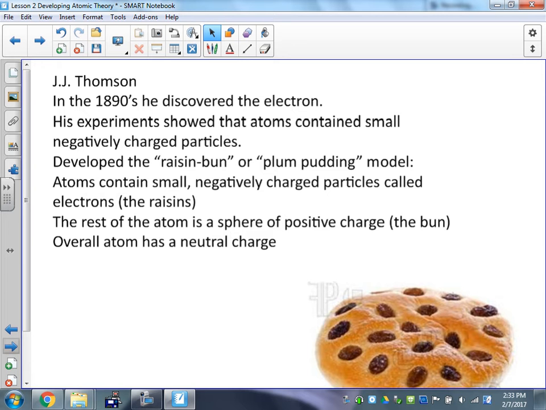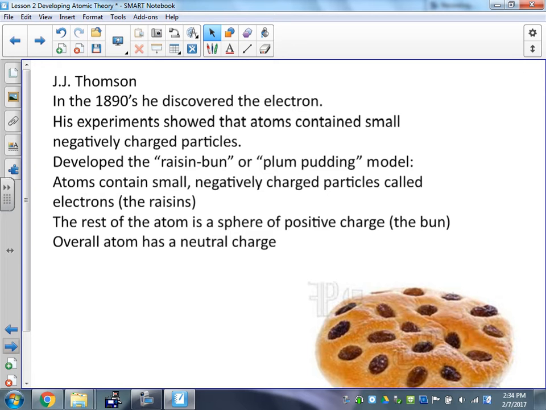When I look at that, I think I see a chocolate chip cookie, probably because I like chocolate chip cookies, but that's what it looks like to me. Atoms contain small negatively charged particles called electrons, which are the raisins or the chocolate chips there, you could say.